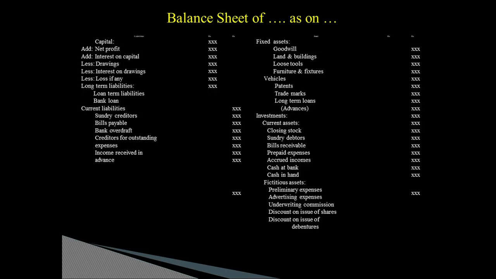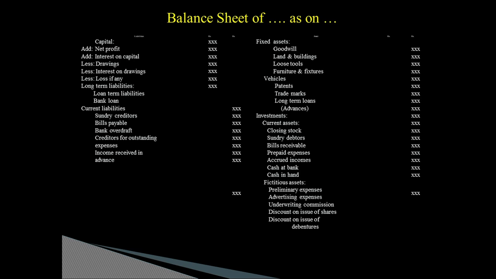Here I can give the format of preparing a balance sheet. For that, first we have to give the title as balance sheet of a company or a sole trader, that is the name of the business, as on the date. On the liability side of the balance sheet, first we have to write the capital. With that capital, we have to add the net profit.